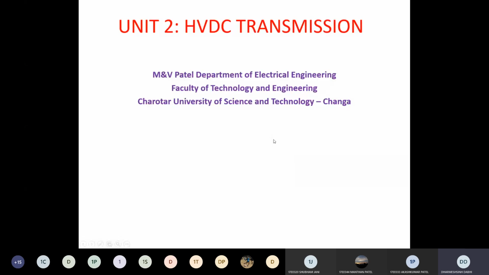So the chapter name is HVDC transmission. First question to all of you: why do we require this HVDC system? Because we already have the HVAC system through which we can transmit power. So what is the need of HVDC transmission in the power system? Is there any idea related to the HVDC system? Any one of you?